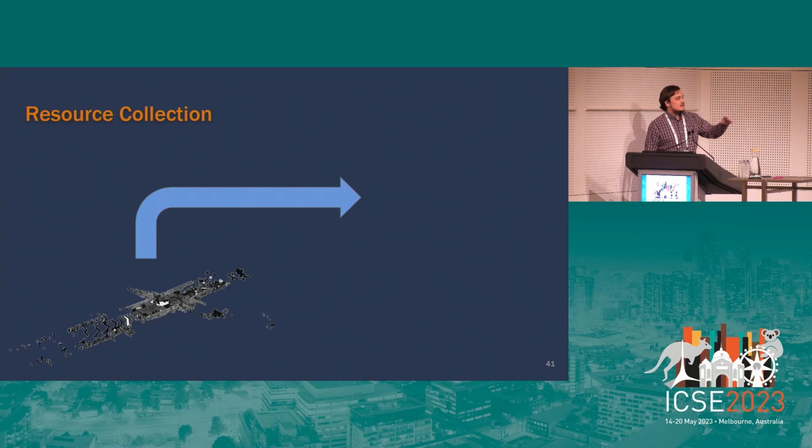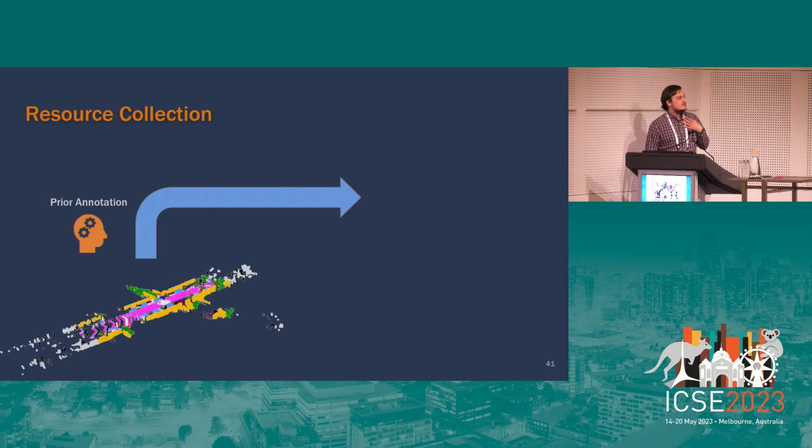So we start out with this LiDAR point cloud, and we assume, for the purposes of our work, somebody has already provided us with a ground truth semantic segmentation. There are a handful of these data sets that exist. They were very expensive to collect, but we have them, so let's use them.